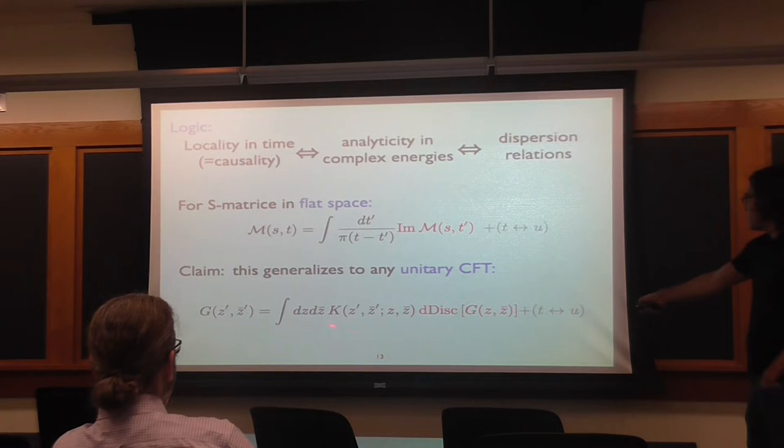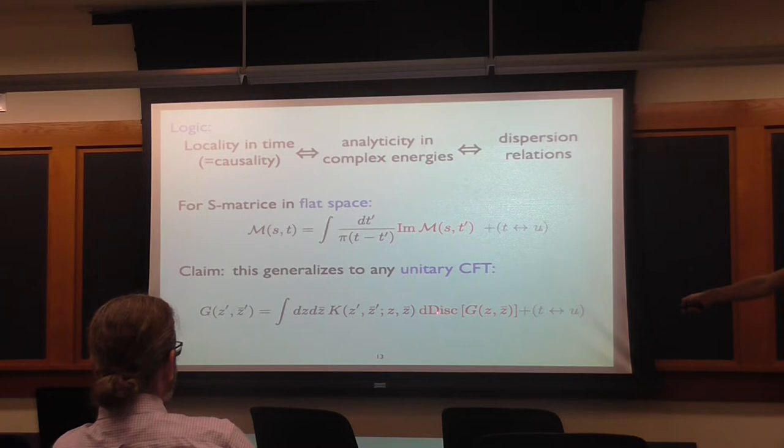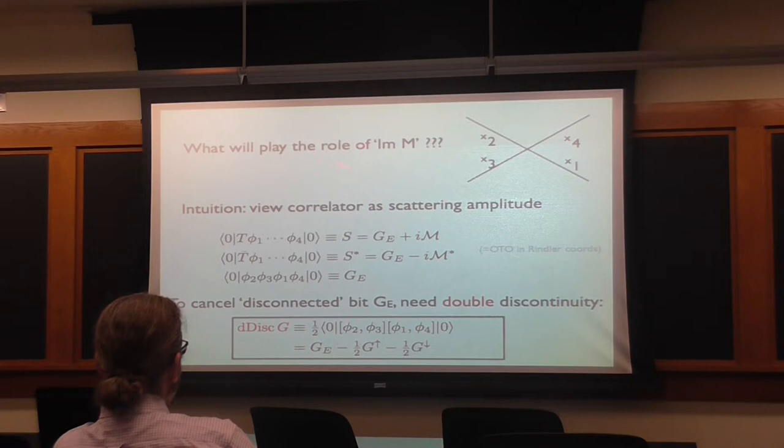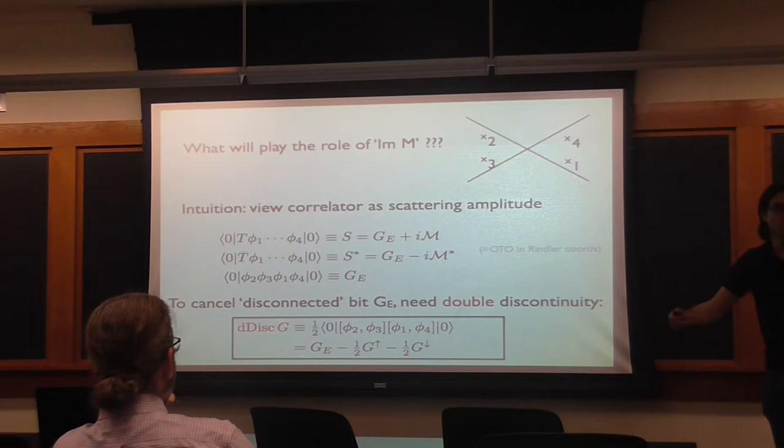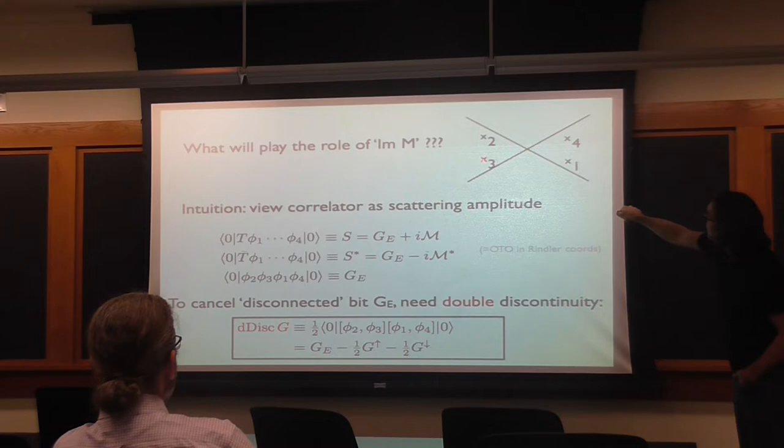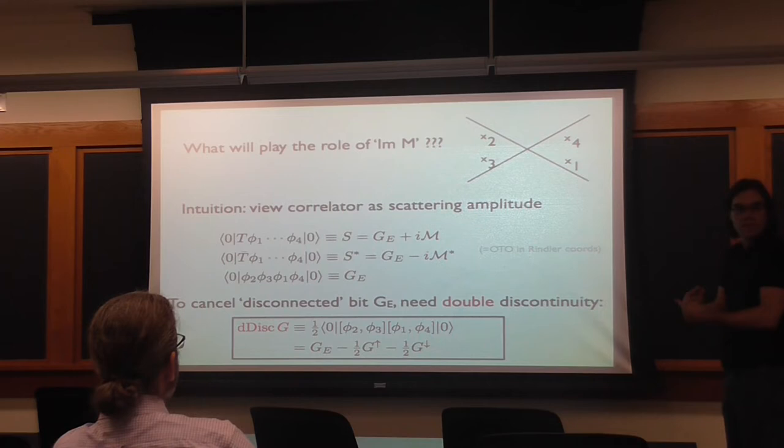What I would like to explain is: what is this absorptive part in the CFT four-point function? That's the non-obvious link here. What would play the role of the imaginary part of the amplitude? So the intuition is the following. There's no S matrix in a CFT, but we can still look at things which look like elements of what would be an S matrix. Look at this picture, especially when 3 and 4 approach a light cone: this operator will want to propagate from 3 to 4, and something else from 1 to 2, and you're really scattering those two things against each other.